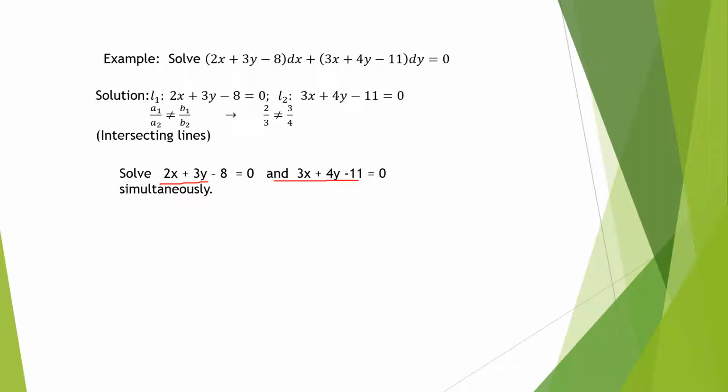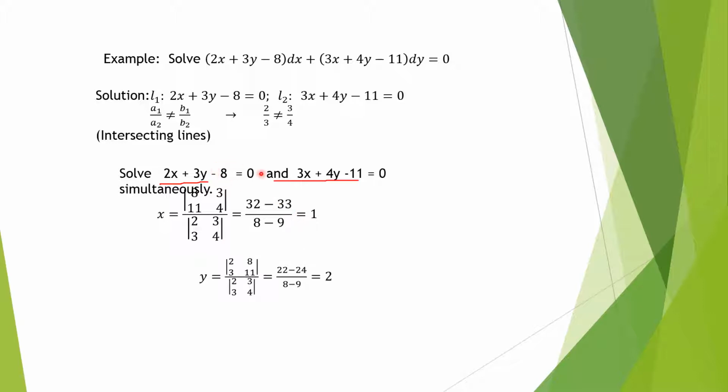We can use Cramer's rule. For x, the denominator is the determinant of 2, 3, and 3, 4, and then transfer the 8 and the 11 to the right. Your numerator for x is 8, 11, and 3, 4. So you have (32 - 33) over (8 - 9), that's 1. Then solve for y: put 8, 11 in the y column, and this is (22 - 24) over (8 - 9), which is 2. So the point of intersection is (1, 2). This is the point of intersection, then h is 1 and k is 2.